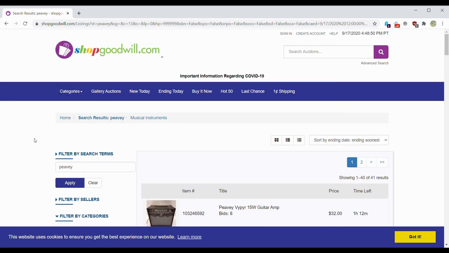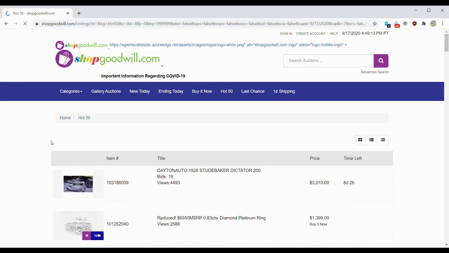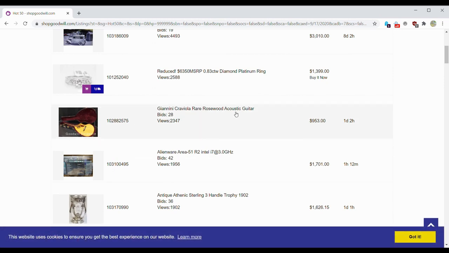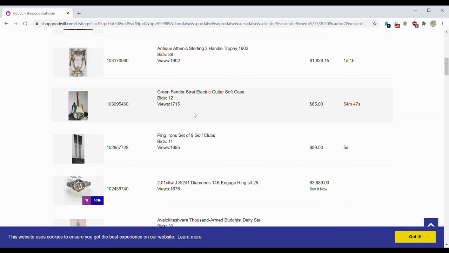You just go to categories, musical instruments. As I said, try lowest price or try ending soonest. Try highest price, because that's where you're going to find your good stuff that people actually want. You can also do stuff like the Hot 50. There's always a guitar in the Hot 50. Yup, right there. Every single time there's another guitar.